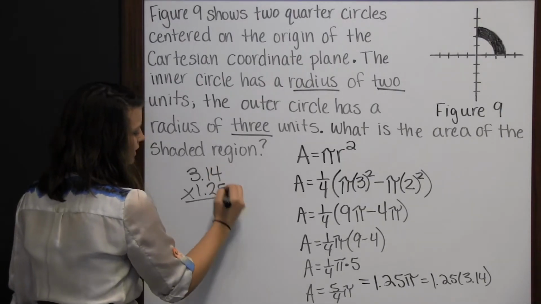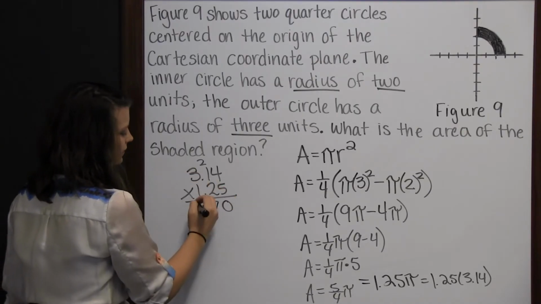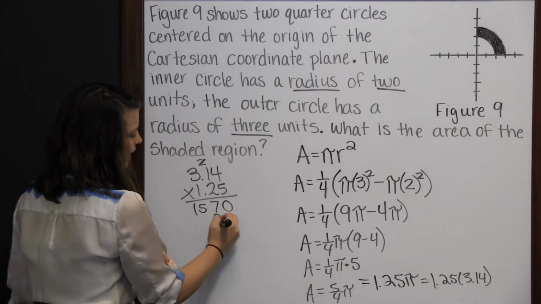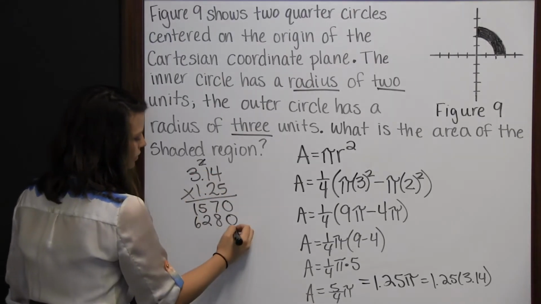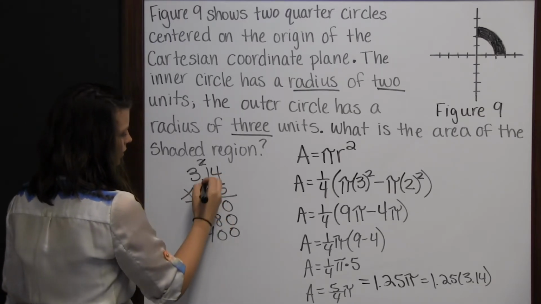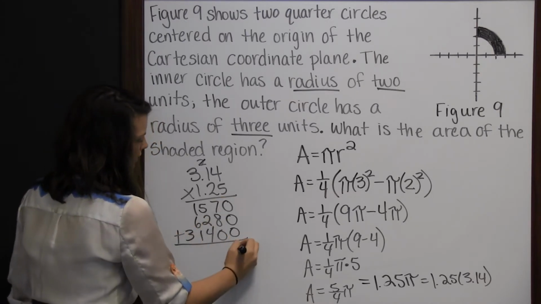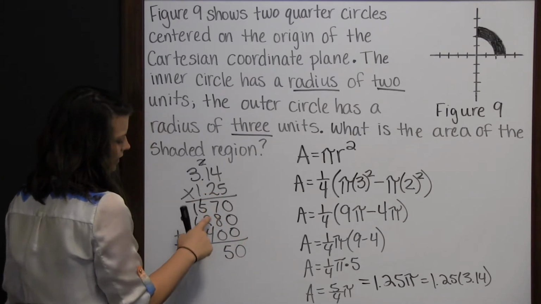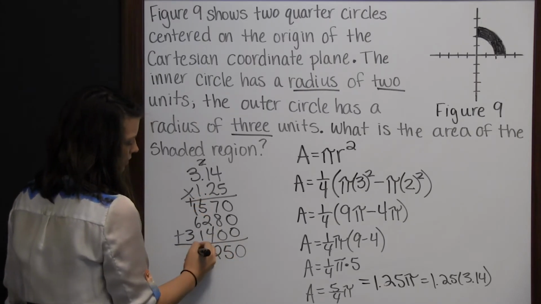5 times 4 is 20. 5 times 1 is 5. That's 7. 5 times 3 is 15. Put a 0 placeholder. 2 times 4 is 8. 2 times 1 is 2. 2 times 3 is 6. Put 2 0 placeholders. 1 times 4 is 4, 1 times 1 is 1, 1 times 3 is 3. Add that together, that's 0, 7 plus 8 is 15, carry the 1, 5, 9, 10, 12, carry the 1, 6, 7, 8, 9, 3.